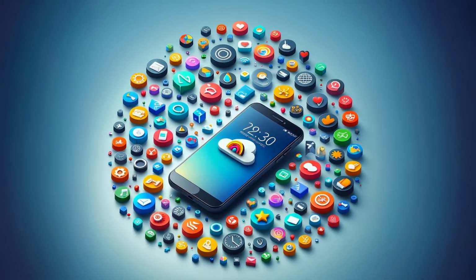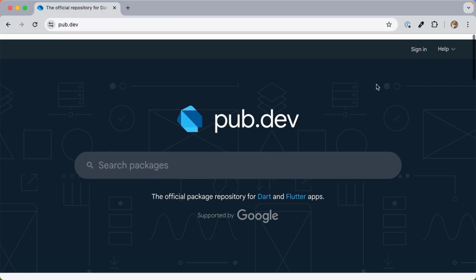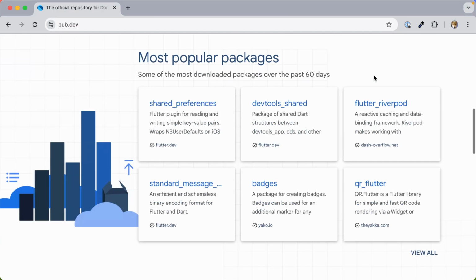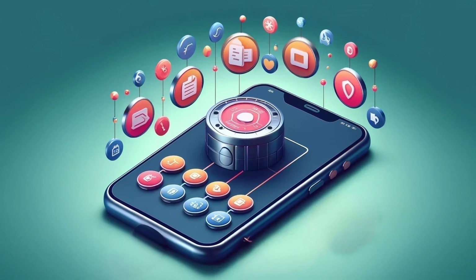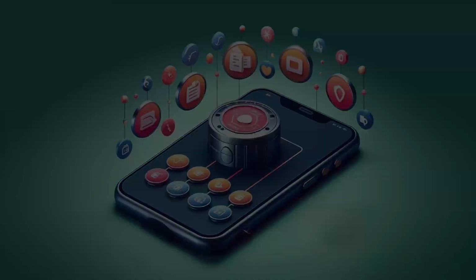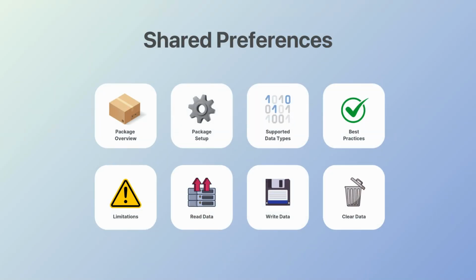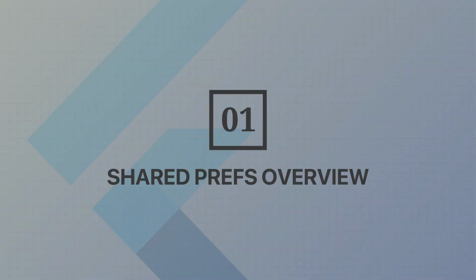Pretty much every single app uses data, so it shouldn't be a surprise that shared preferences is one of the most widely used packages in the Flutter ecosystem. The shared preferences package makes it easy to store simple data using a device's local storage. In this video, we'll cover everything you need to know about this essential Flutter package. By the end of this video, you'll have the confidence and knowledge to take full advantage of the shared preferences package. All right, let's jump in.